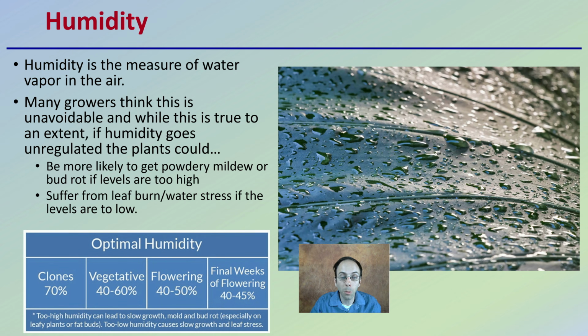So what's the optimum humidity? Well, it's going to actually depend on the stage of growth of your plant. The clones and vegetative are typically higher levels of humidity, and as the plant ages into flowering and the final weeks of flowering, the ideal humidity levels begin to decrease for a cannabis plant.